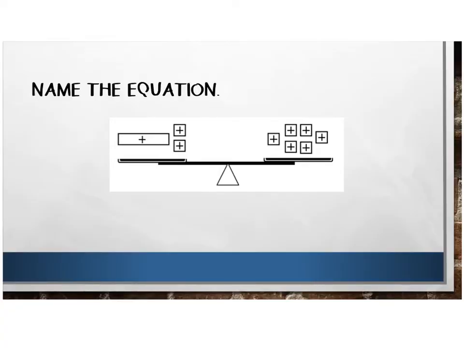So how do you name an equation looking at a model? Remember that the long rectangular shapes represent our variable, my x values, and the smaller square shapes, which could be either negative or positive, will represent our constant. So if I was to name this equation, this would be 1x plus 2 positives is equal to 6.